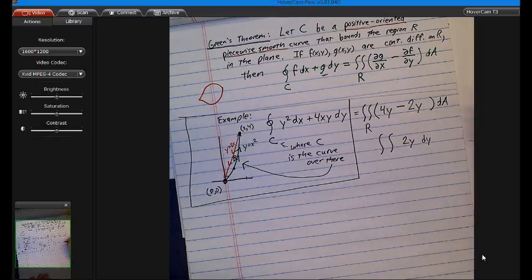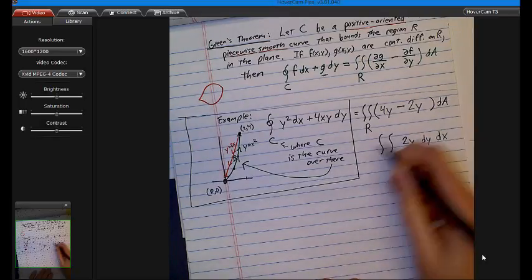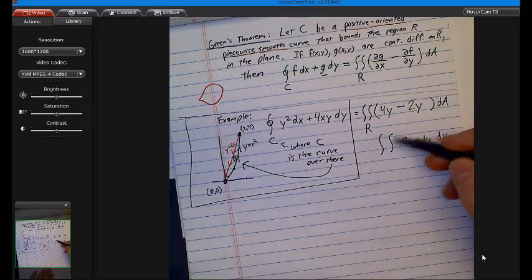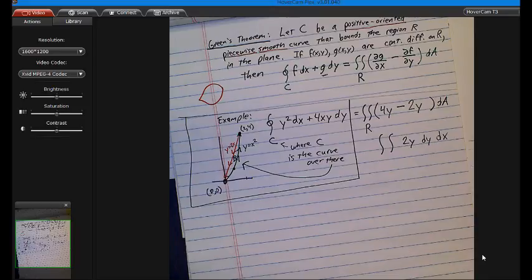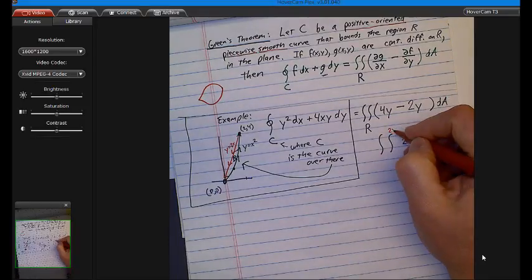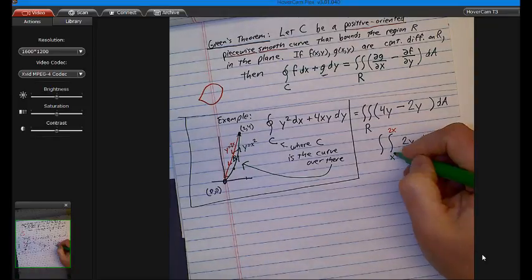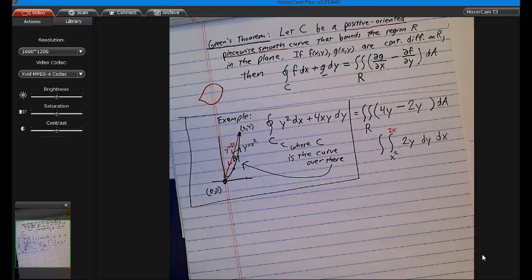I could do either way, but it's so convenient, right? We have y by itself. So what should be the bounds of the inner integral? Well, 2x is the upper bound, and x squared is the lower bound. Boy, too bad I didn't give you this on the test.